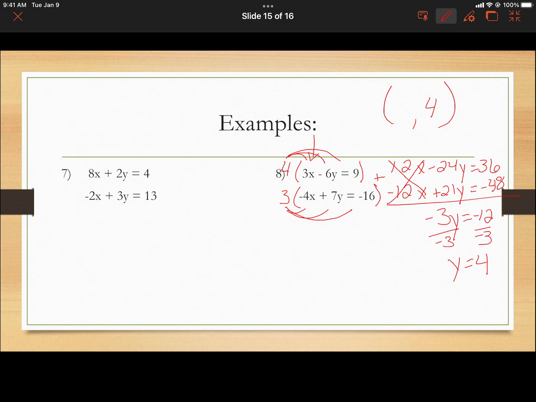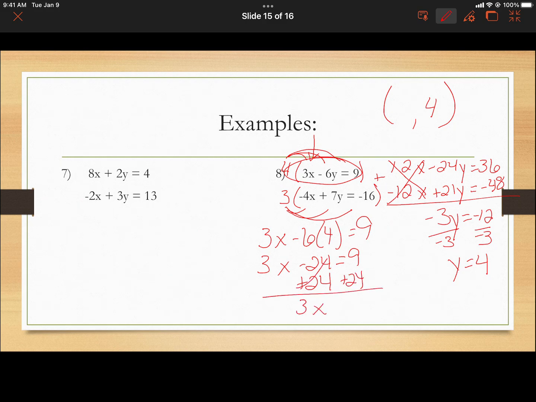So then I need to pick an equation to solve for x. I'm just going to take the top one, no reason why. So I have 3x minus 6 in place of the y. I know it's 4 equals 9. So this would be 3x minus 24 equals 9. Add our 24 over. So these would cancel. 3x equals 33. Divide by 3, and x equals 11. So 11, 4 is our answer.